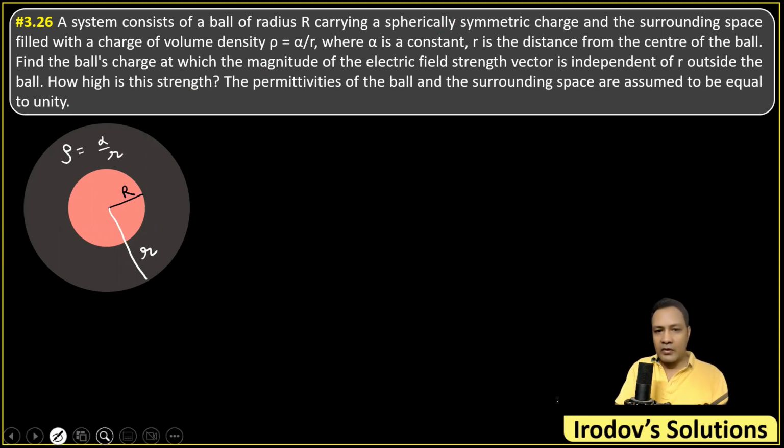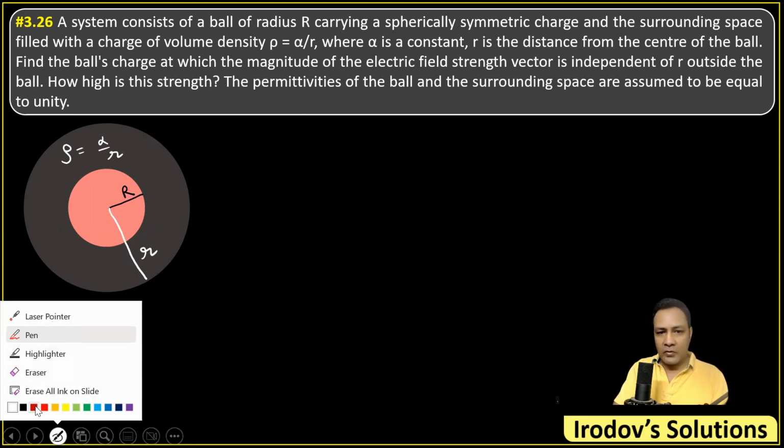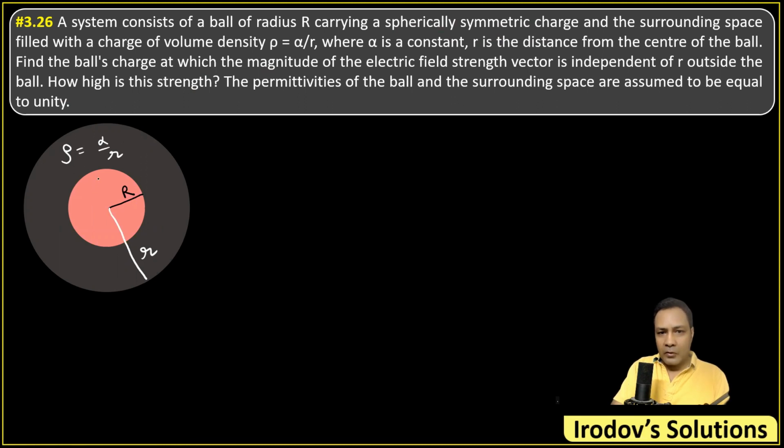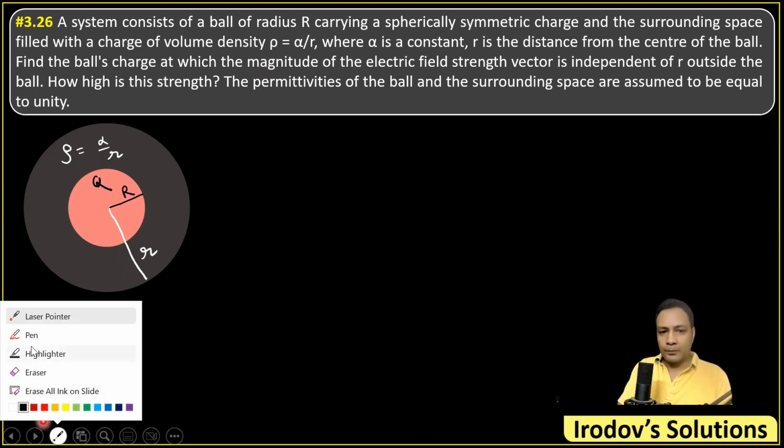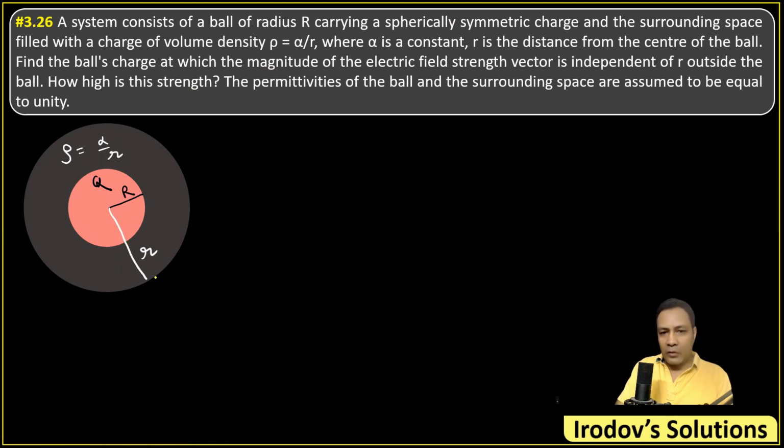So what we have to find is the charge Q on the sphere, such that in the outside region, outside the ball, the electric field becomes independent of r. I mean, it becomes basically constant. So let's try to find Q. I want to calculate the electric field at a distance small r, which is outside, so at a distance r greater than or equal to capital R.